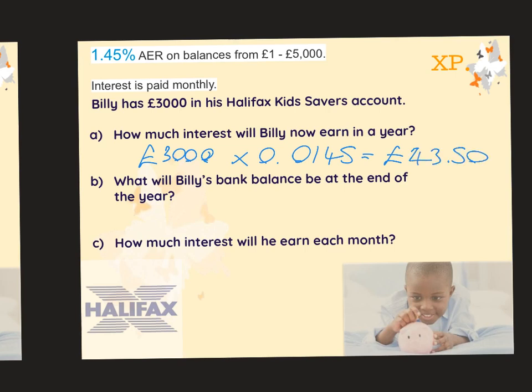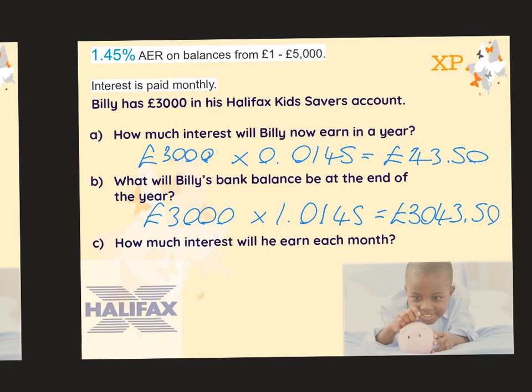So instead of getting £60 interest at the end of the year, he's now only going to get £43.50. So his balance, if you were doing that in one calculation, is 3,000 multiplied by 1.0145, and you'd get £3,043.50. And then again, to do it each month, you just take the £43.50 divided by 12, and you get 3.625. Now, because we're talking about money, we'd round to 2 decimal places, so it'd be £3.63 each month, instead of the £5 a month that you would originally have got.